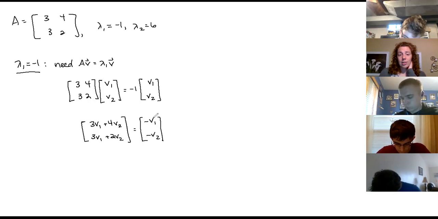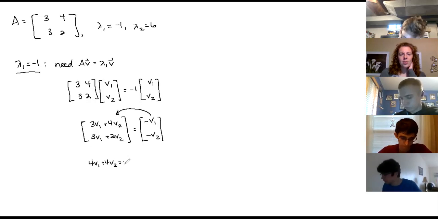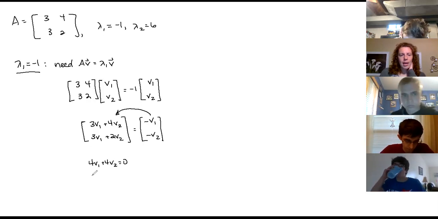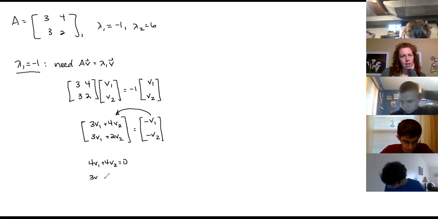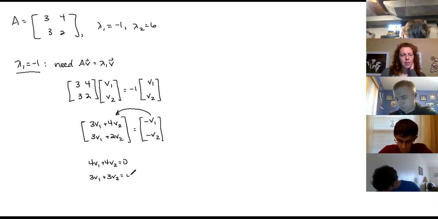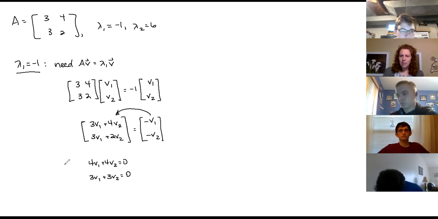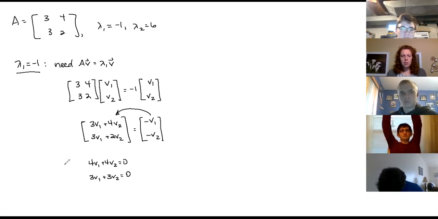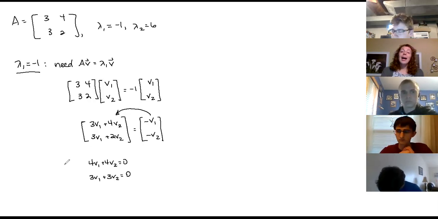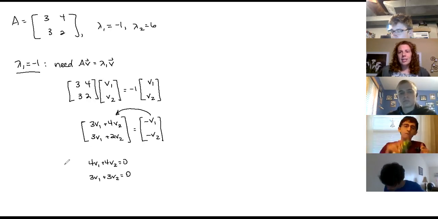So taking each of those pieces over to the left-hand side, I'm going to get 4V1 plus 4V2 equals 0, and 3V1 plus 3V2 equals 0. That's my system of equations that I need to solve. Everybody clear on why that's my system of equations that I need to solve? All good? Okay.